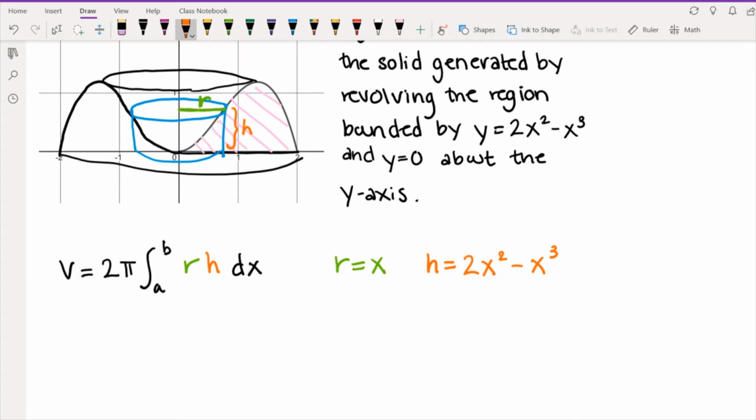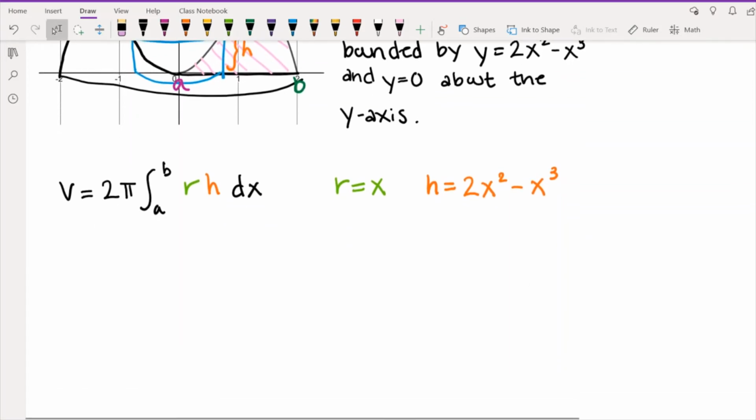And then what are our bounds? Well, we want to look at what is the smallest and the largest radius that makes sense in this picture. And so the smallest radius is going to be 0, and the biggest radius is going to be 2, right? So our A value is going to be 0, and our B value is going to be 2. So now we're ready to put all of that together.